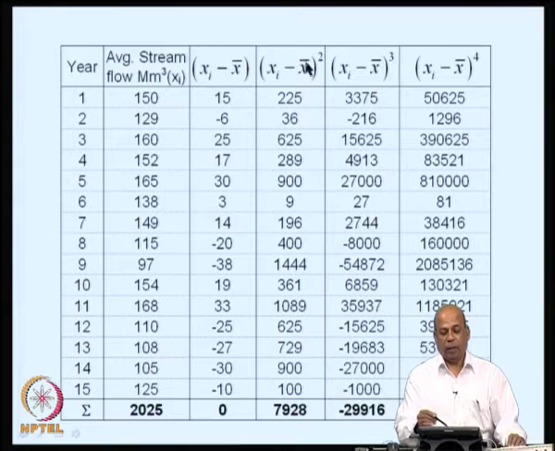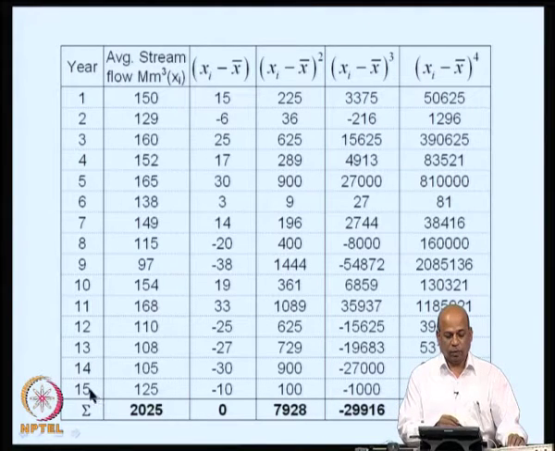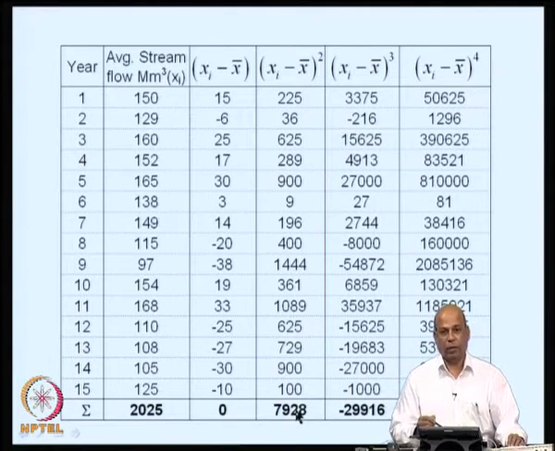Then we get x I minus x bar the whole square, which is simply this term squared: 15 square, minus 6 square, 25 square and so on. Now, you add these up to get the variance. So, how do we get the variance? This is the summation of x I minus x bar the whole square divided by n minus 1, which is 15 minus 1, that is 14. That is how you get the variance.